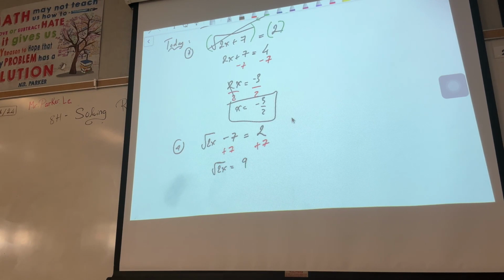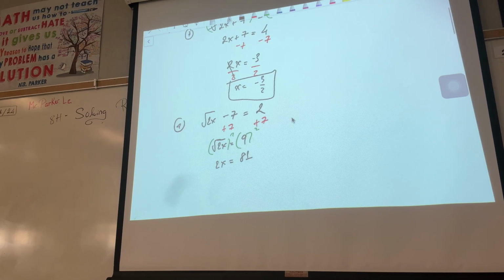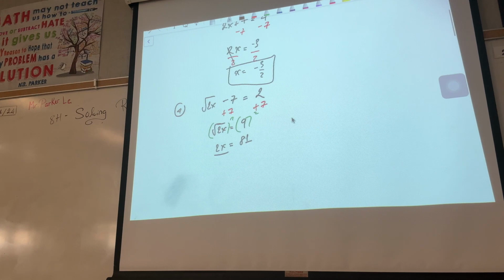Now what next, Louis? Now you can cancel the square root by power of 2. You square it, right? Very good. So 2x equal to 81. Now what next? Divide by 2. So yeah, but keep it like that.